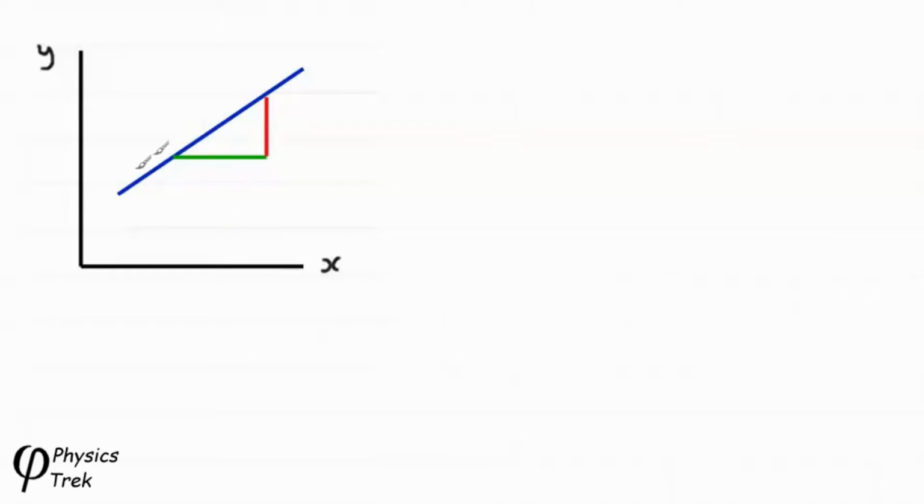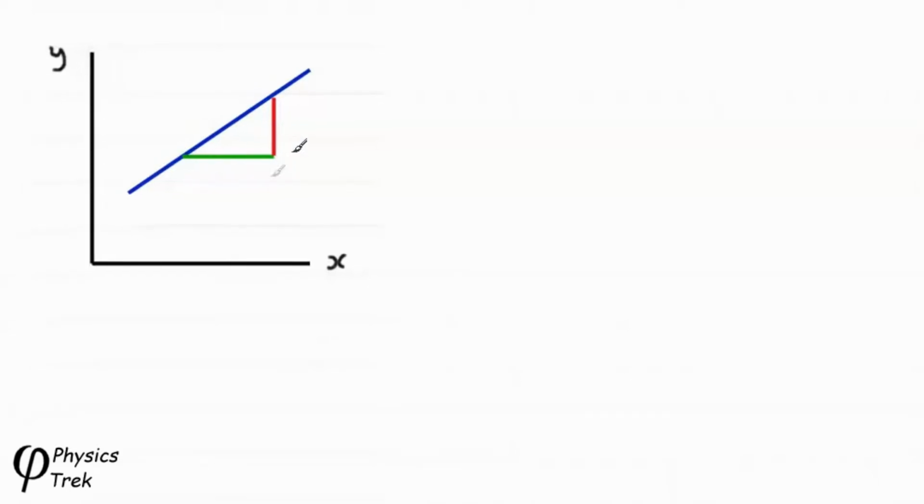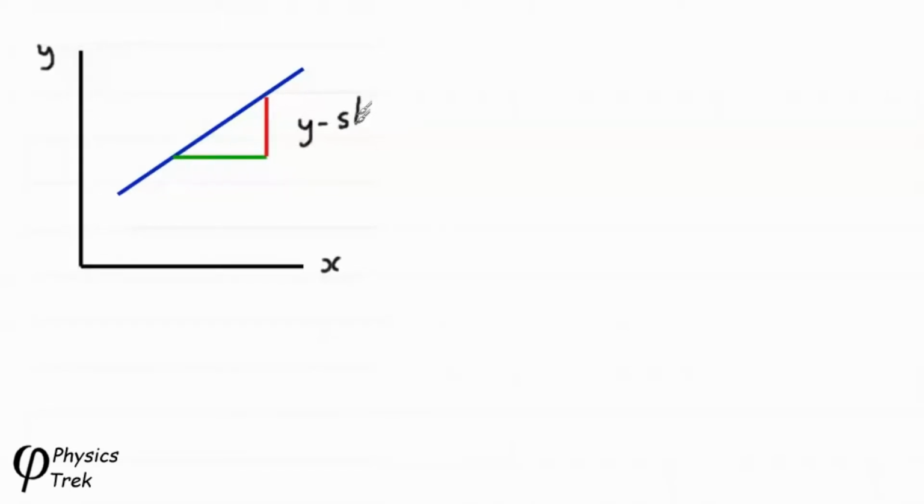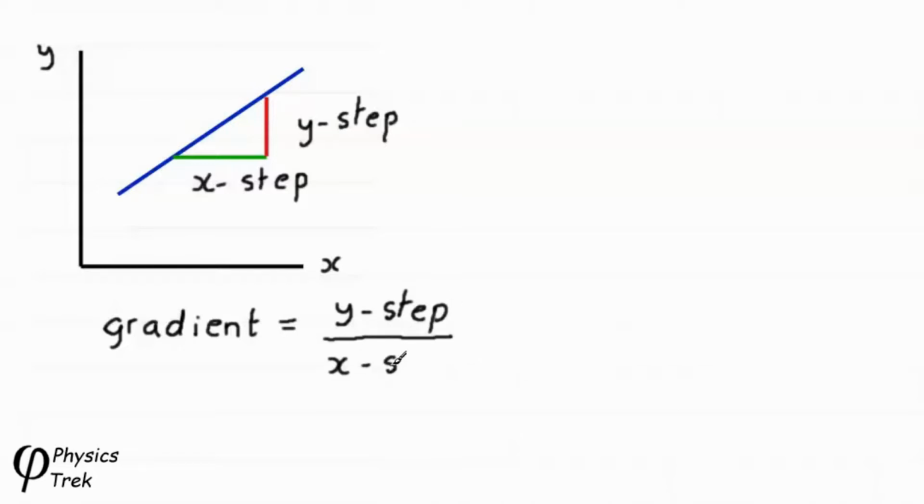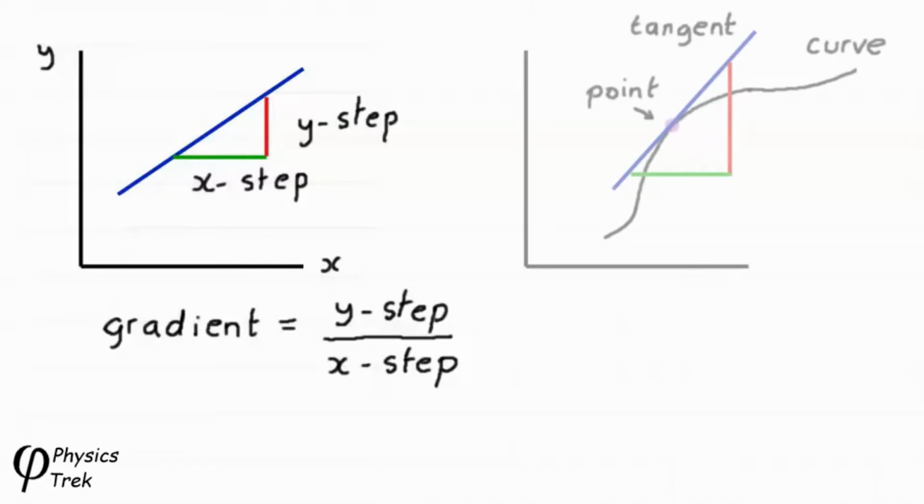Look at the gradient of a straight line. We have vertical and horizontal components in red and green. For an XY graph, these are called the y-step and the x-step. The gradient is simply the ratio of the y-step to the x-step. Gradient equals y-step divided by x-step.